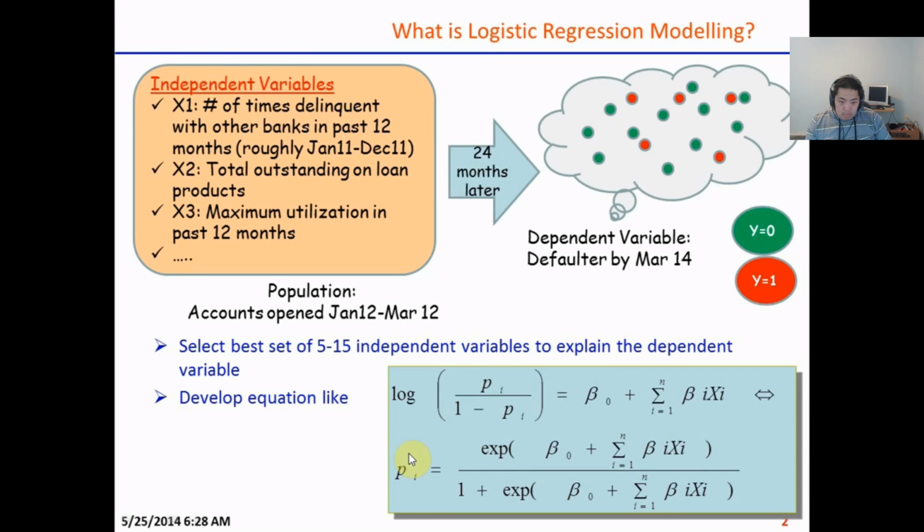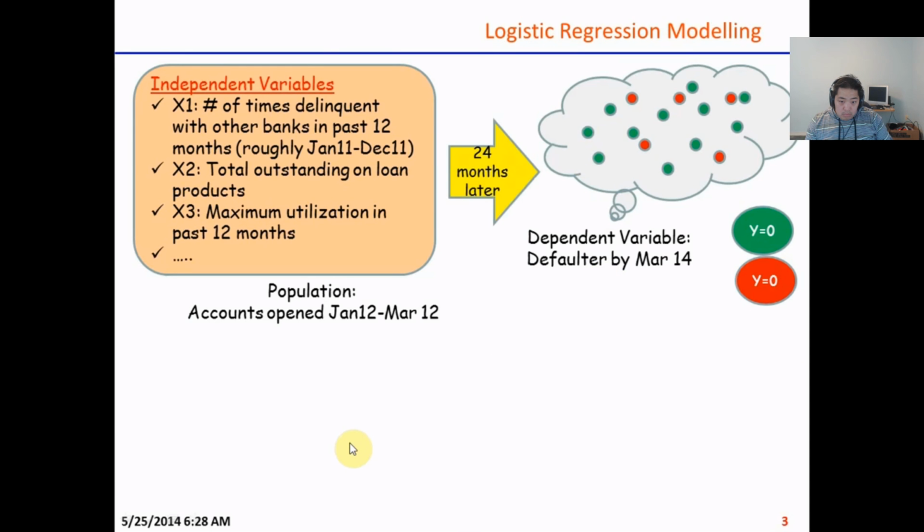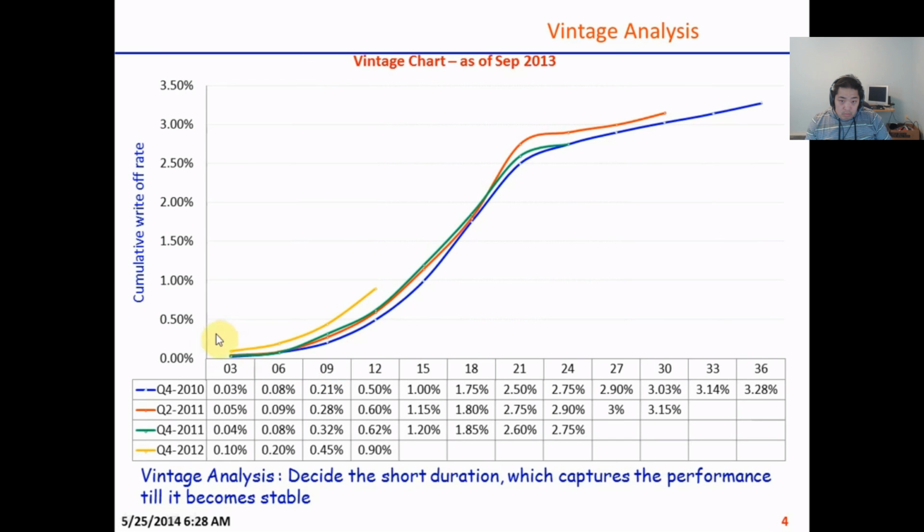Now it looks very simple, but if you go to the next step and think about how you decided on 24 months itself, that will require you to do something like vintage analysis. Vintage analysis takes all the accounts which are open, and then sees how their performance looks after 3 months, after 6 months, after 9 months.